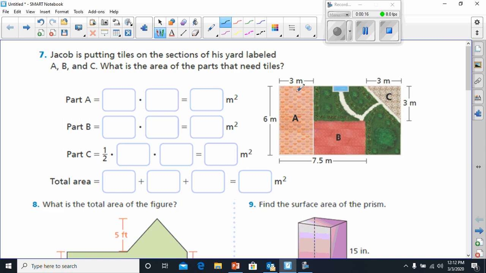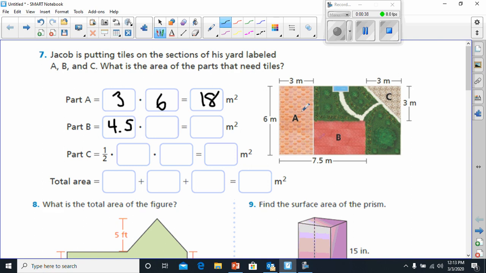Well, section A is just going to be 3 by 6, and that, of course, would be 18. Section B is going to be, well, this is not 7.5. This whole thing is here. But if we subtract 3 from it, we'll get 4.5.